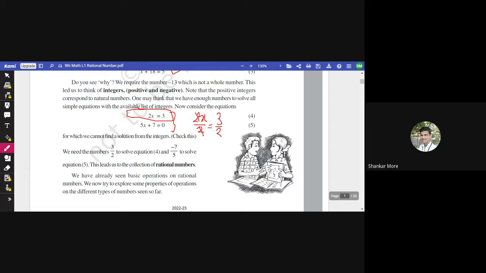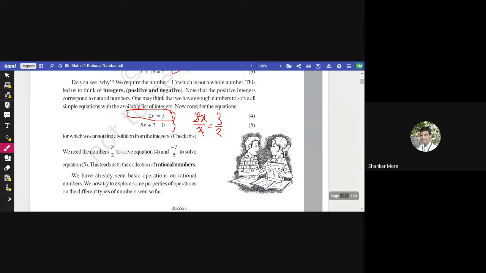ठीक है, सो आंसर क्या है? सब लोग फिर से एक बार लिखो. Answer is 3/2. Okay, now we have seen natural numbers, whole numbers, and which one? Integers. So ये जो 3/2 नंबर है, ये तीनों में से किसी भी सेट में इंक्लूड किया जा सकता है क्या? I guess no, I think no, right? ये इन तीनों में से किसी भी सेट में इंक्लूड नहीं किया जा सकता.